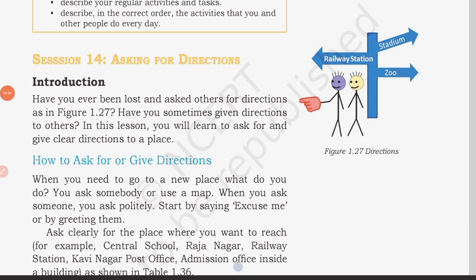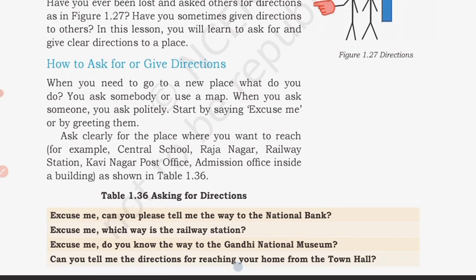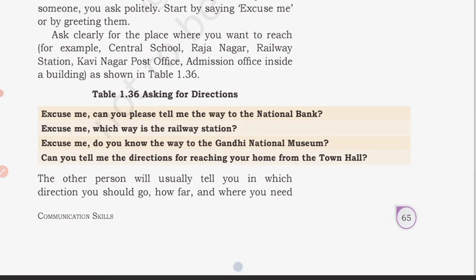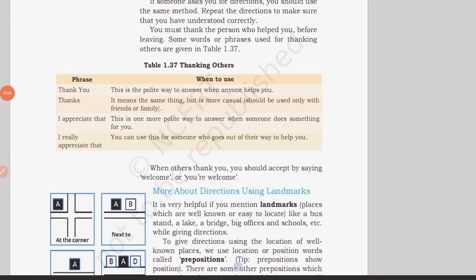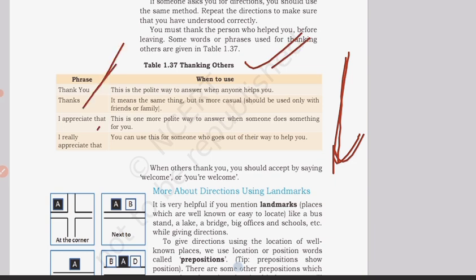Now comes the next and the last session, which is asking for directions. While communicating, you also require to ask or give directions. Here are the ways through which you can ask for directions. When you have asked and someone has helped, it's important to thank them. These are the ways: thank you, thanks, I appreciate that, I really appreciate that.